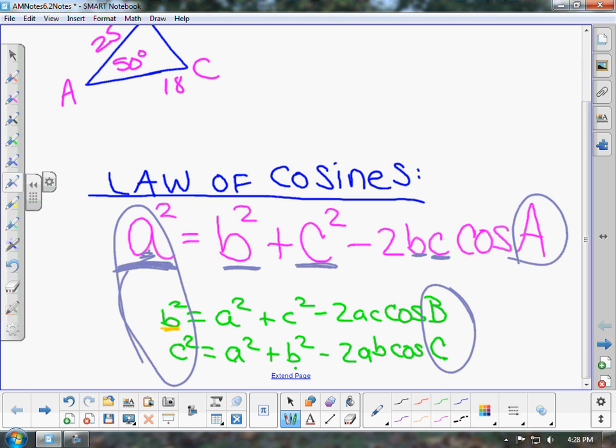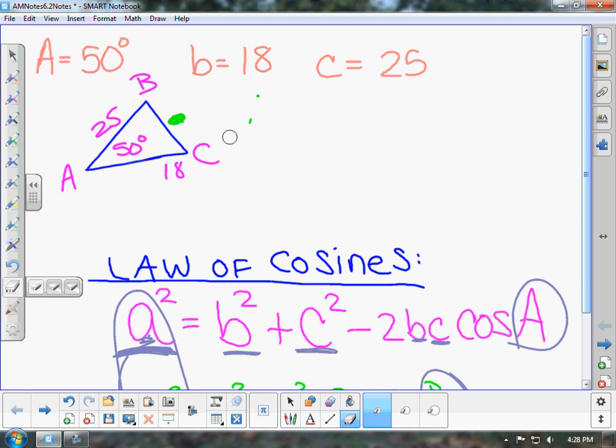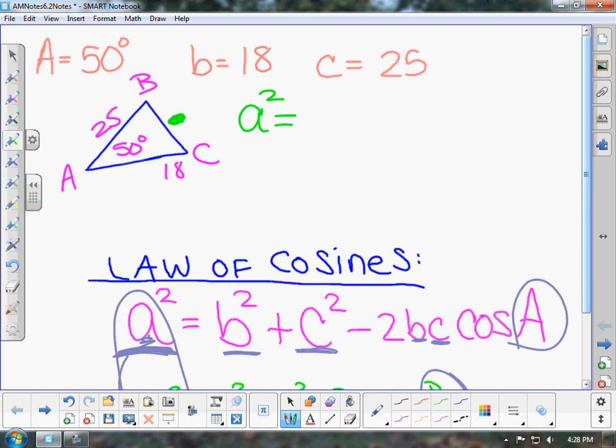And so, looking at this problem, we have these things. So if we wanted to find this side right here, which would be side A, it would be a squared equals 25 squared plus 18 squared minus 2 times 25 times 18 times cosine of 50.